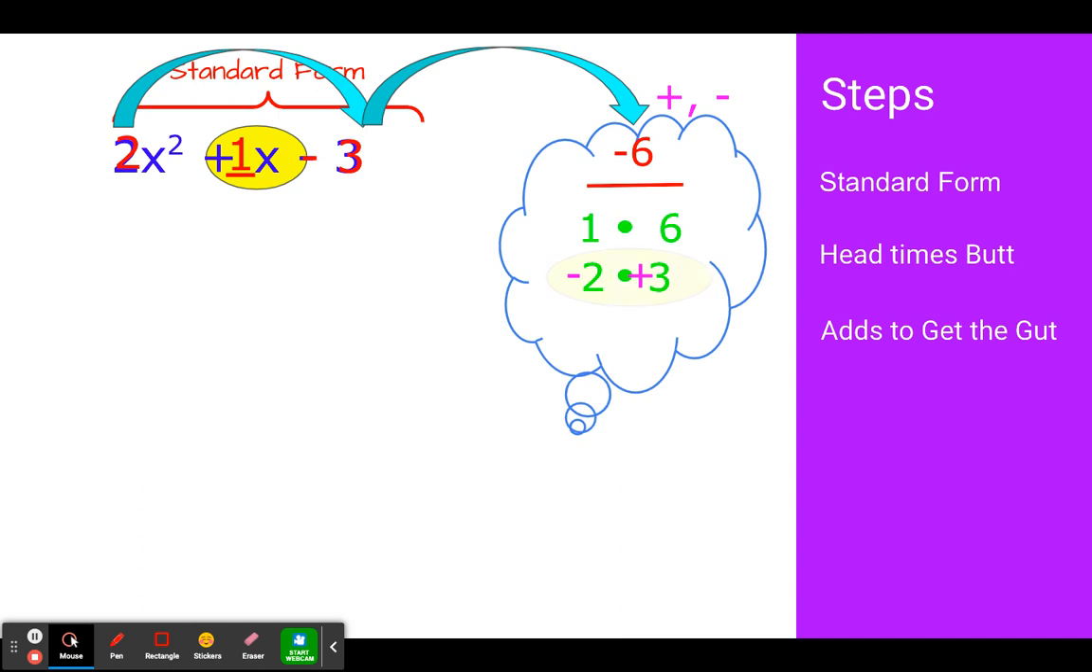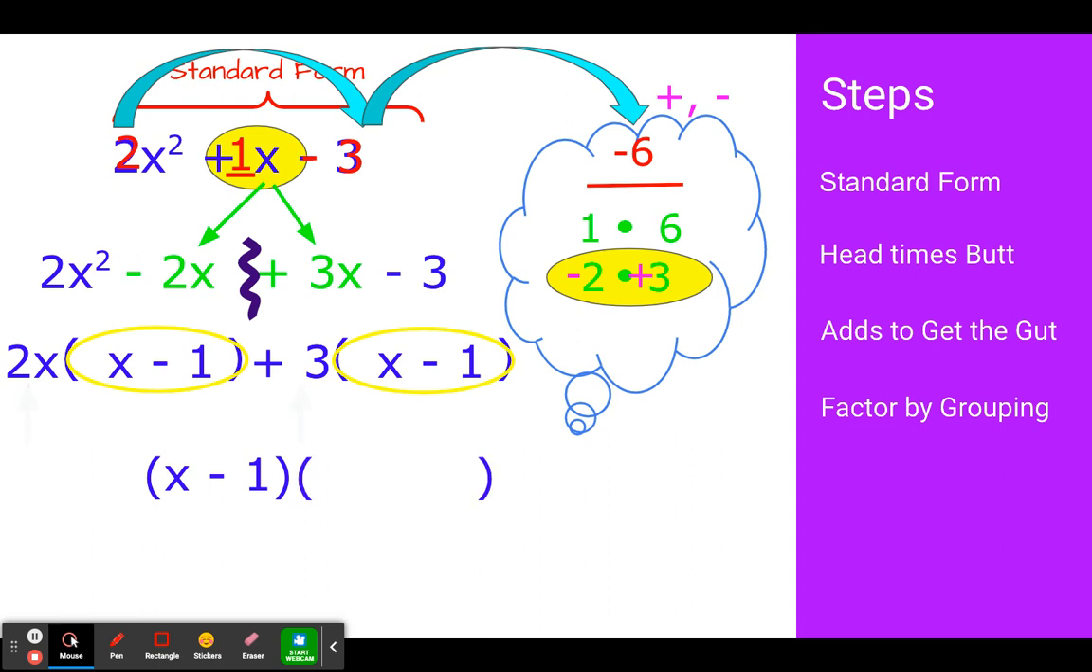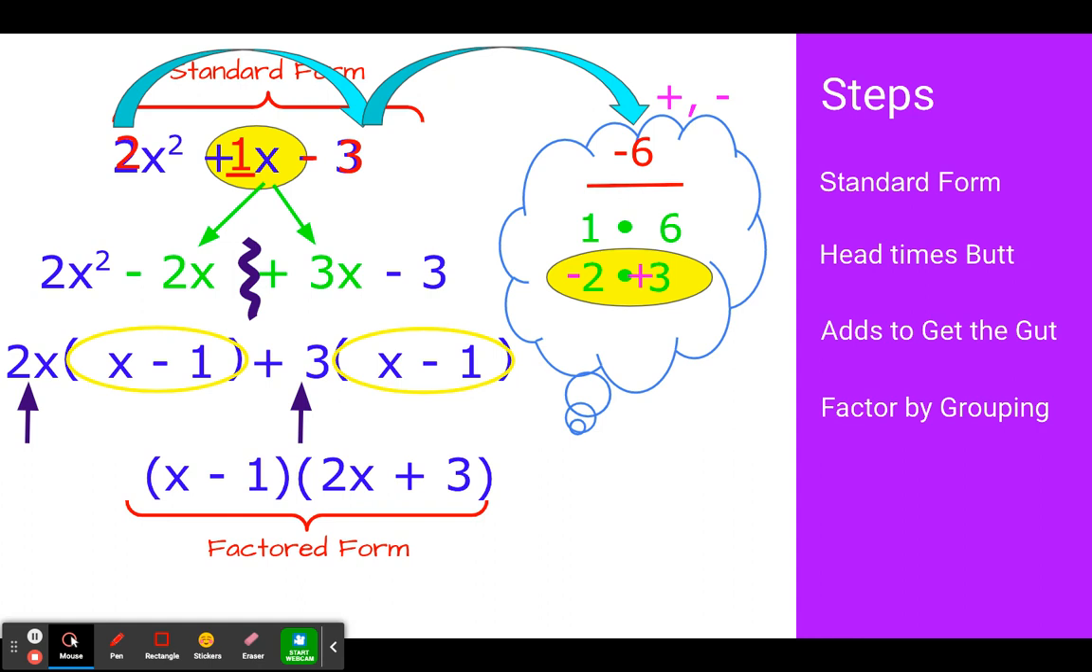and a positive 1x when you add. Starting our factor by grouping process, I break up that 1x into negative 2x plus 3x because that is the same thing as 1x. Dividing it in half, 2x I can pull out because the 2x squared minus 2x both share a 2x. What's left over is x minus 1. It's not x minus 0. The 1 is there because once you pull out a 2x, there has to be a placeholder. 3x and negative 3, they both share a 3, so what's left over is x minus 1. They both share an x minus 1. They have a 2x plus 3 left over, and that is our factored form.